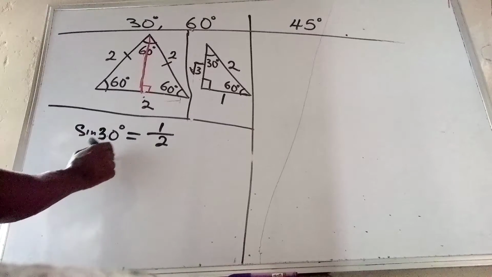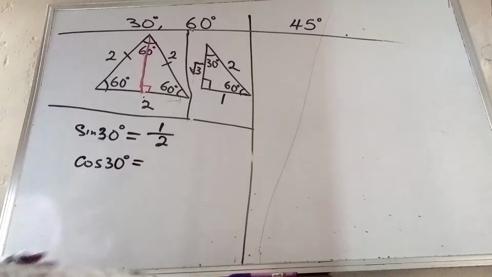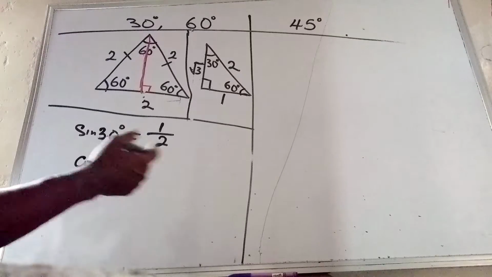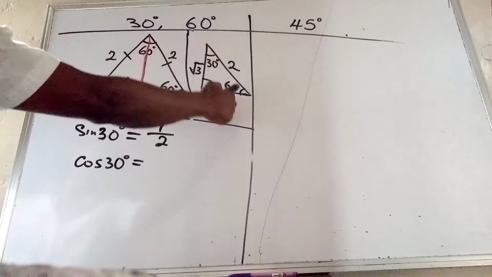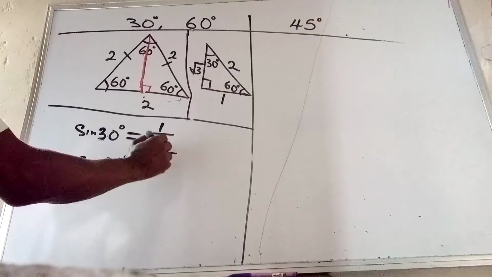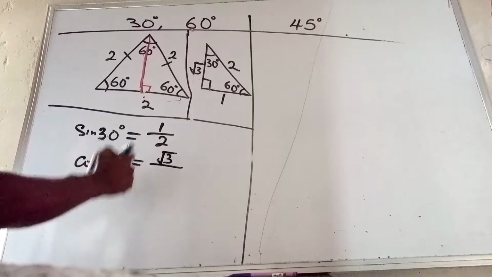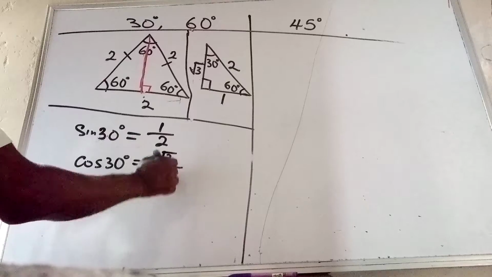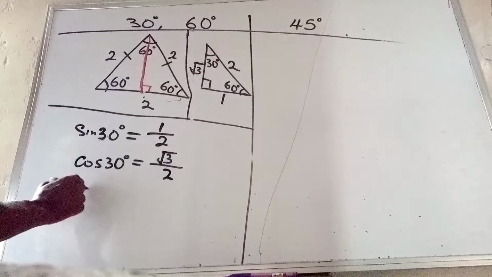Let's have a look at cosine 30 degree. As we all know that cosine is adjacent over hypotenuse. If 1 is the opposite to 30 degree, then root 3 is the adjacent. So root 3 over hypotenuse, which is what? 2. Let's go for sine 60 degree.